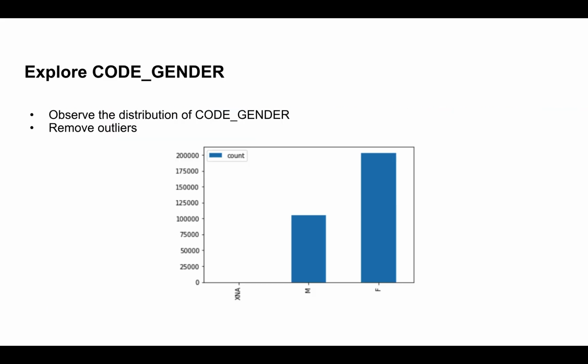We also explore code gender. From the distribution, we can see that only a few records have code gender equal to XNA. We treat those as outliers, so we just remove those records from our dataset.